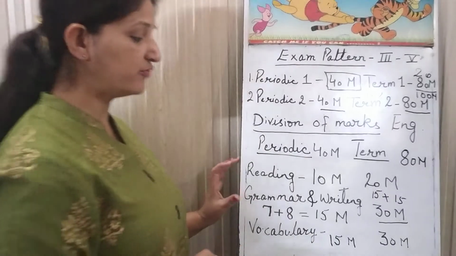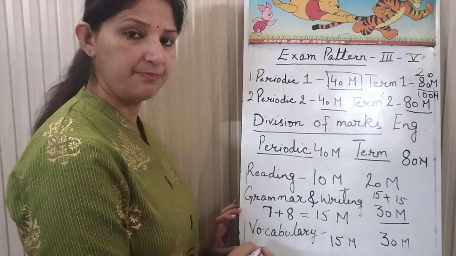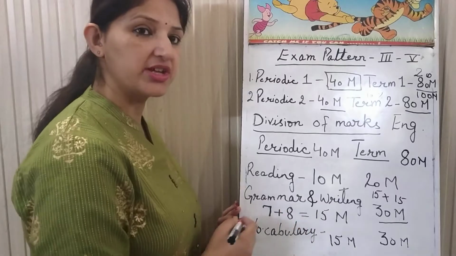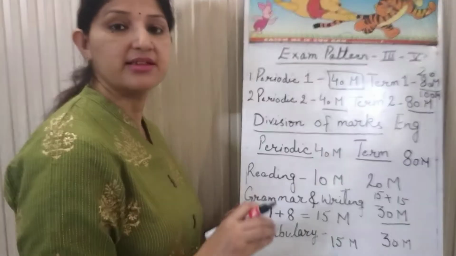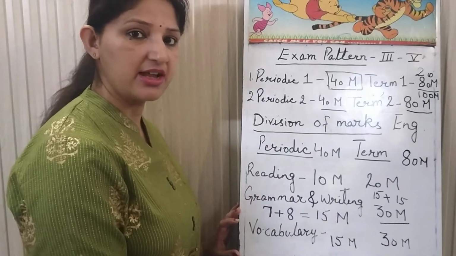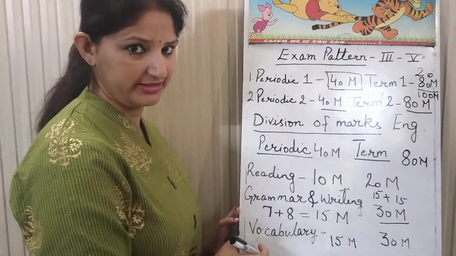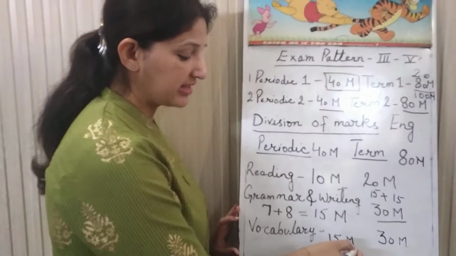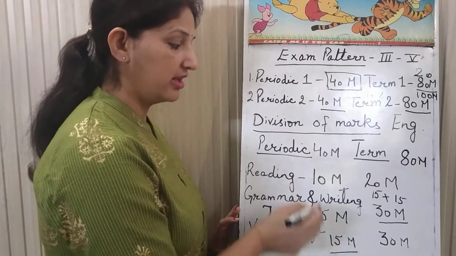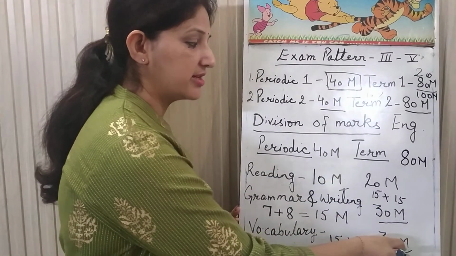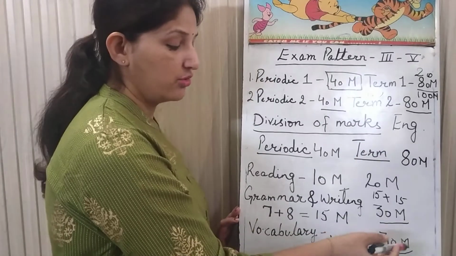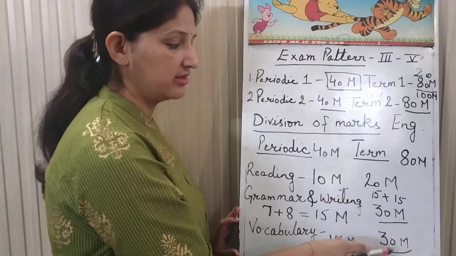Then, if we move to the third segment, it is the vocabulary. Vocabulary means the question answers of the book or the exercises of the book that have been done in the classroom, and you can say it is a kind of rote learning, right? So this carries 15 marks in the periodic and 30 marks in the term exams. Okay, it carries 30 marks only in the term exams.